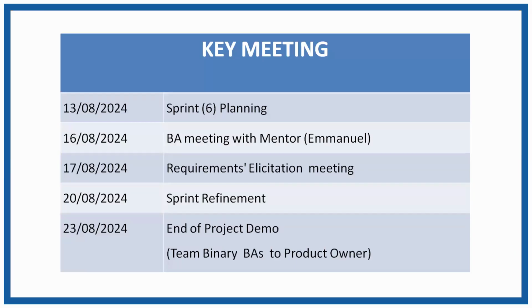So some of the key meetings we had this sprint: we started off with our sprint planning, and then we had our usual BA meetings with our mentor, Emmanuel. We also had a requirement solicitation meeting with our PO, a sprint refinement, and one of the very important meetings that we had this sprint was our end of project demo, where we were able to demo what we have done so far to our product owner, and that was for Longreach and SharePoint.